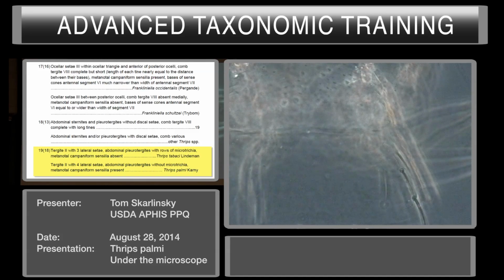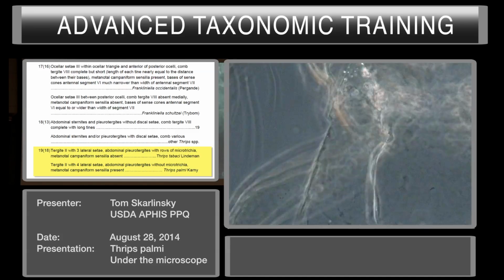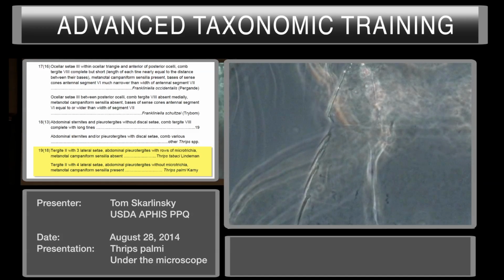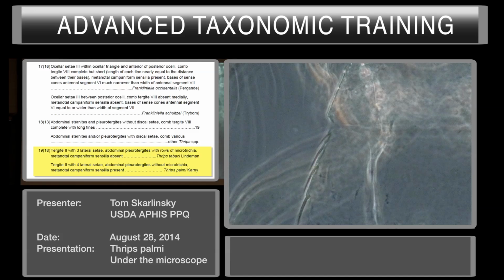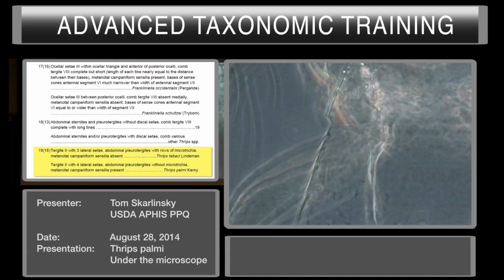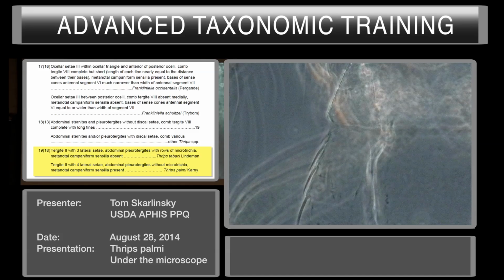In the first part of the couplet, it says tergite 2 with 3 lateral CD. Here again, it's always good, if you can, to focus in on the other side too, because you can get anomalous specimens that are not going to be perfect. They might have 3 on one side and 4 on the other. But usually we will find the same characters on both sides. Here again, we have 1, 2, 3, and 4. So we're pretty confident we've got 4 lateral CD.